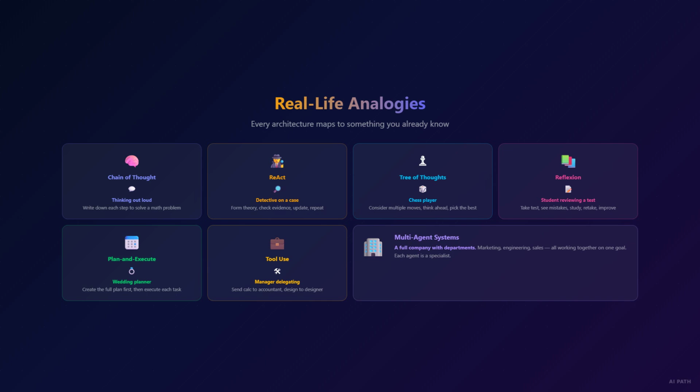Chain of thought is like thinking out loud. You write down each step to solve a math problem. ReAct is like a detective investigating a case. Form a theory, check for evidence, update the theory, and repeat until the case is solved. Tree of thoughts is a chess player considering multiple moves, thinking 3 steps ahead for each one, and picking the best path.